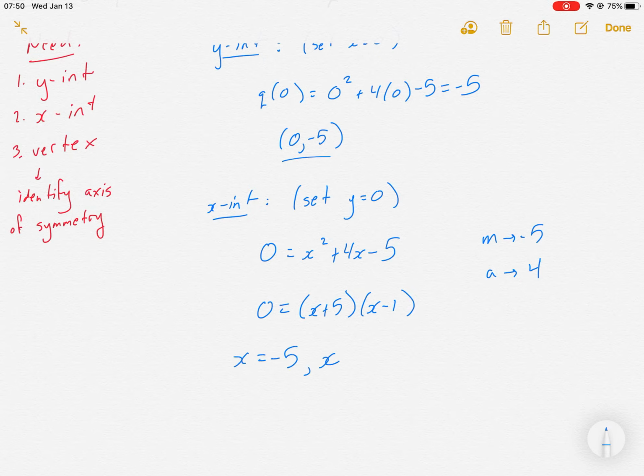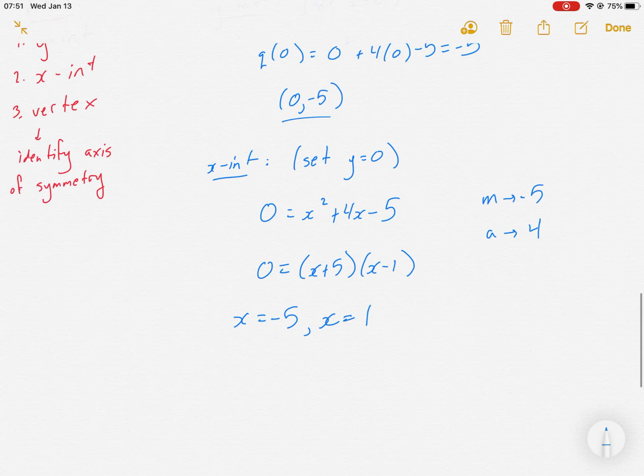I noticed a couple of you weren't switching the signs when you solved. You set the factors equal to 0, so you get opposite signs. So I get x equals -5 and x equals 1. That means my x-intercepts are (-5, 0) and (1, 0). Okay, so those are the intercepts.